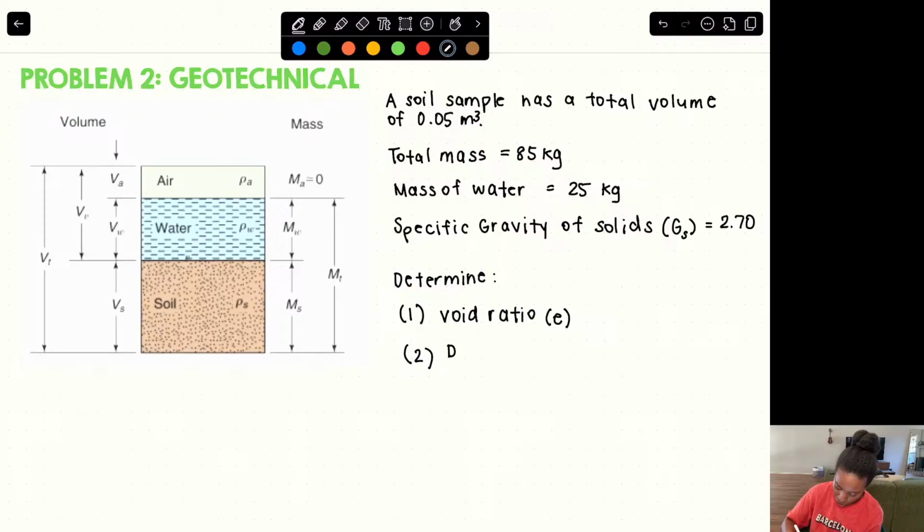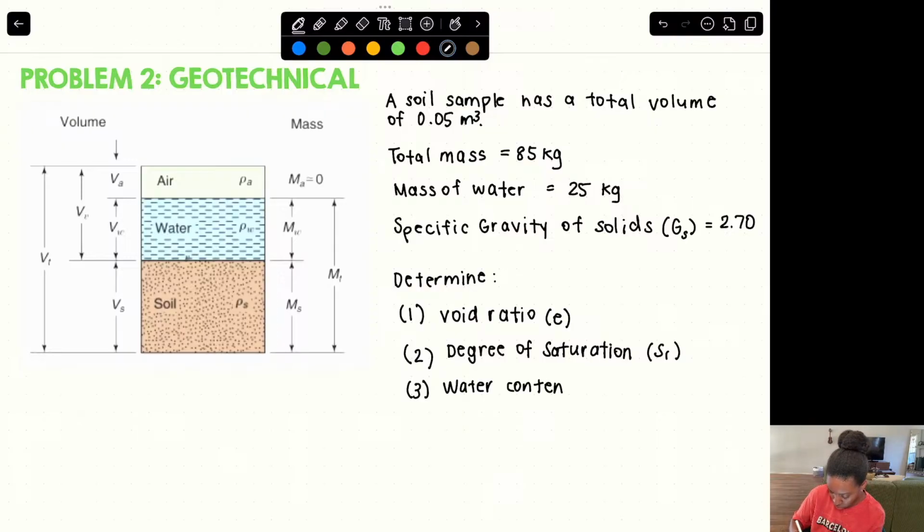We also want to find the degree of saturation. And I'm also trying to make these problems more multi-step, just so we can practice a couple of things in one problem. But on the exam, this could be multiple problems. We also want to determine the water content and the porosity. So this will give us practice finding these four items.